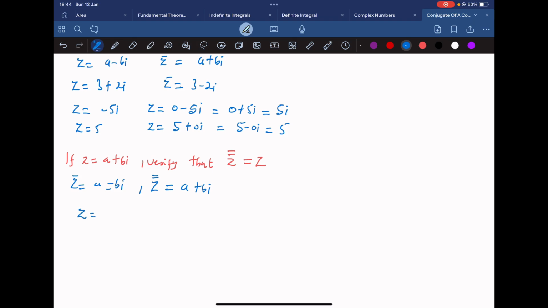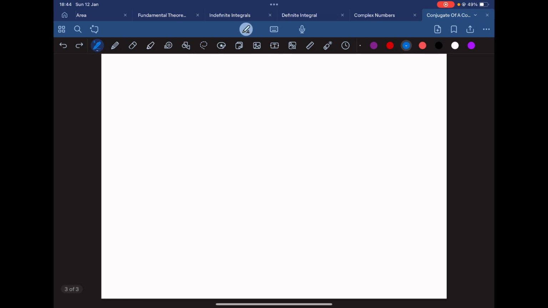Let's take an example. Let's say we have 6 minus 7i. Let's try to see if that will work, right? In that case, you see z bar will just be 6 plus 7i. Then z double bar will just be 6 minus 7i, changing this to negative, and clearly these two are the same. Okay, so now let's look at some examples.